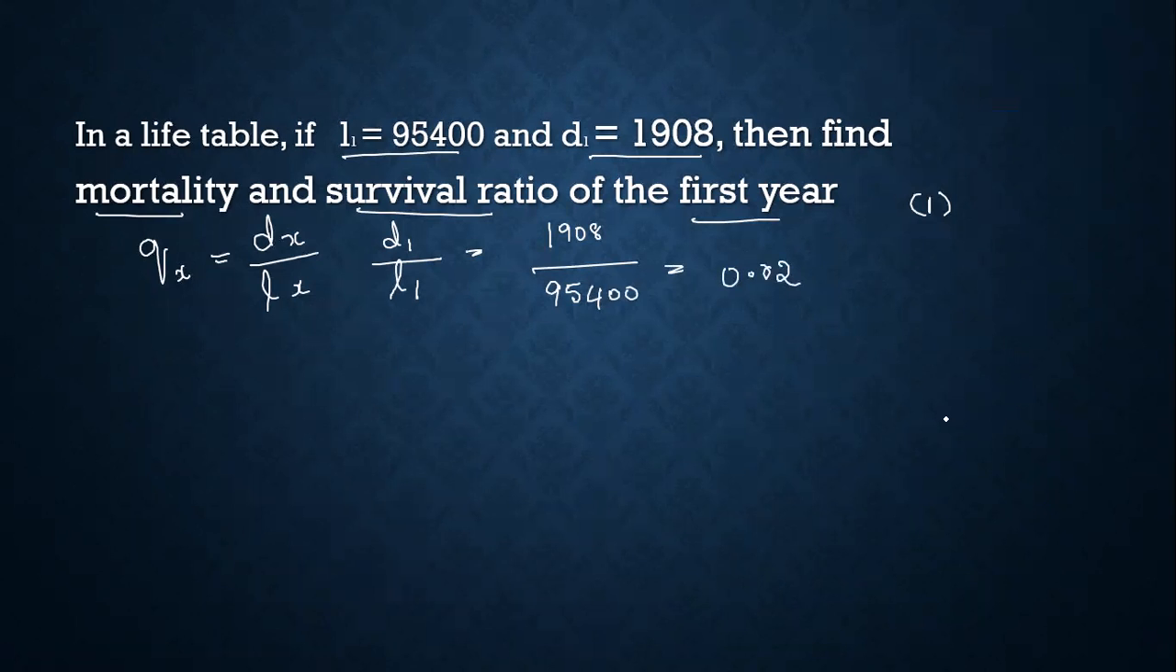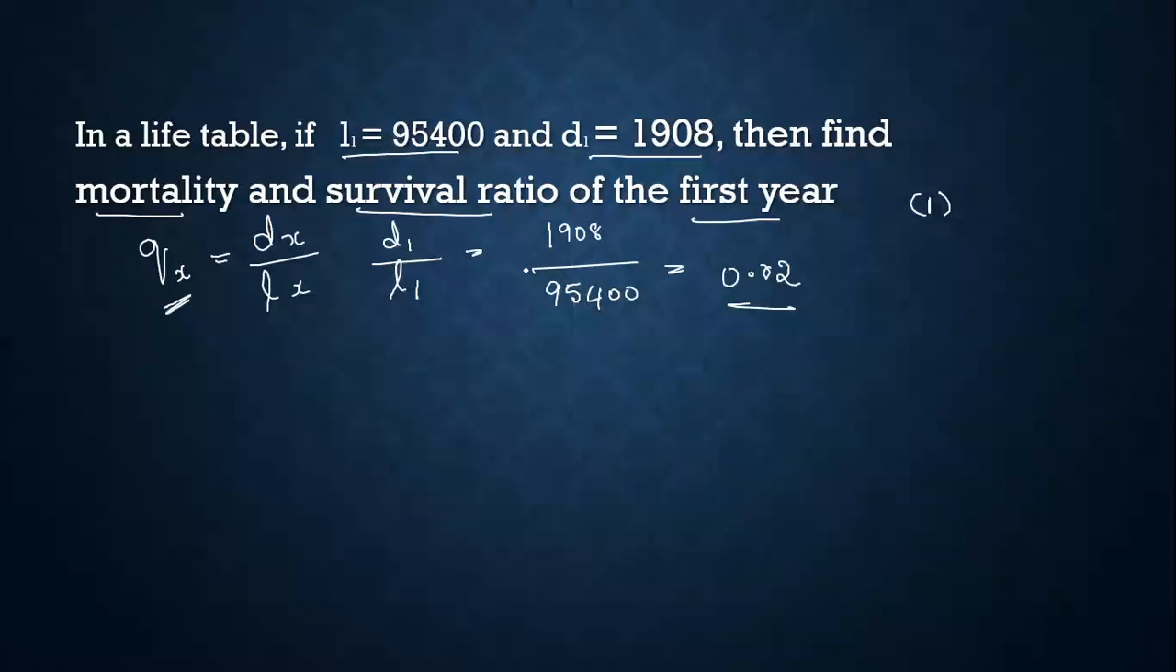0.02. Correct. Okay. 0.02. That is the mortality, meaning Qx. So they have asked us to calculate the mortality. Now when you say mortality, it is Qx. And what is the formula? It is dx divided by lx.